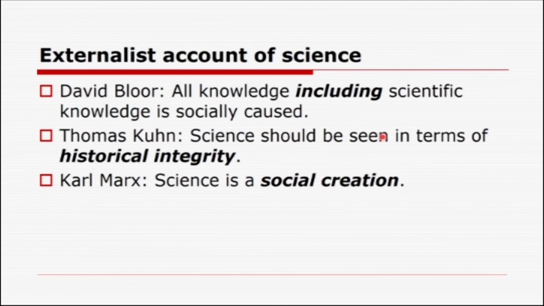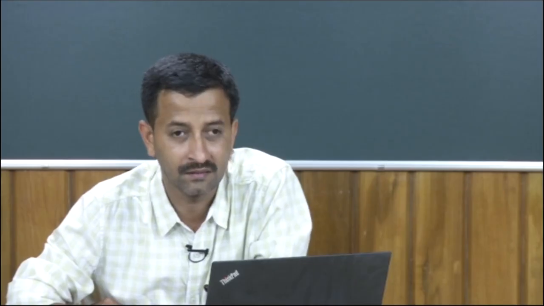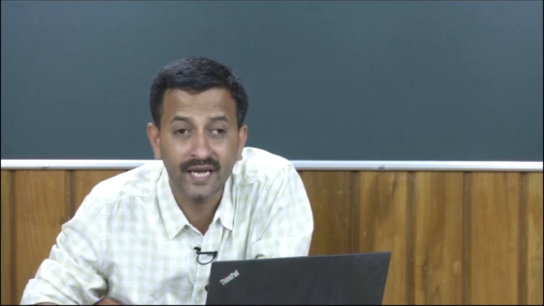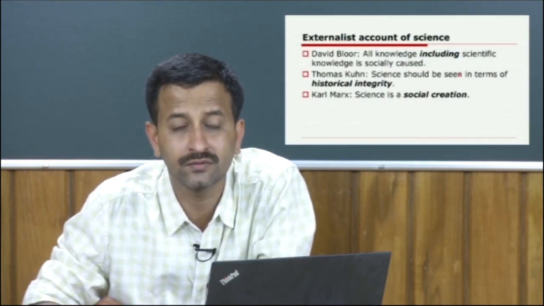Even before this, Marx said, what is science? Science is a social creation. Science is not an abstract creation of some excellent mind, it is always a byproduct of human action. Okay? Human action mediated by social norms, social values, social institutions.